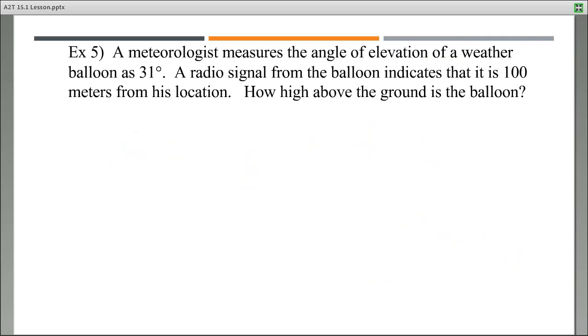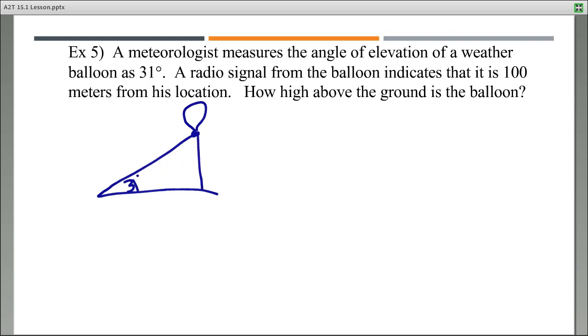It says a meteorologist measures the angle of elevation of a weather balloon as 31 degrees. A radio signal from the balloon indicates that it is 100 meters from his location. How high above the ground is the balloon? So, let's say here's the weather balloon, and we've got an angle of elevation of 31 degrees.